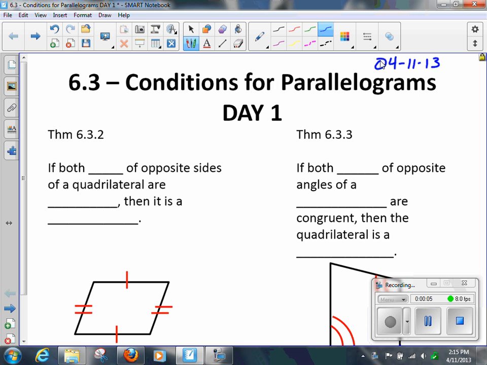So up until today, you've been told this figure is a parallelogram. Then what are the properties? Opposite sides, you know two things. What are they? Congruent and parallel. What do you know about opposite angles? Congruent. What do you know about consecutive angles? They equal 180. And what do you know about their diagonals? Be careful here. They bisect each other.